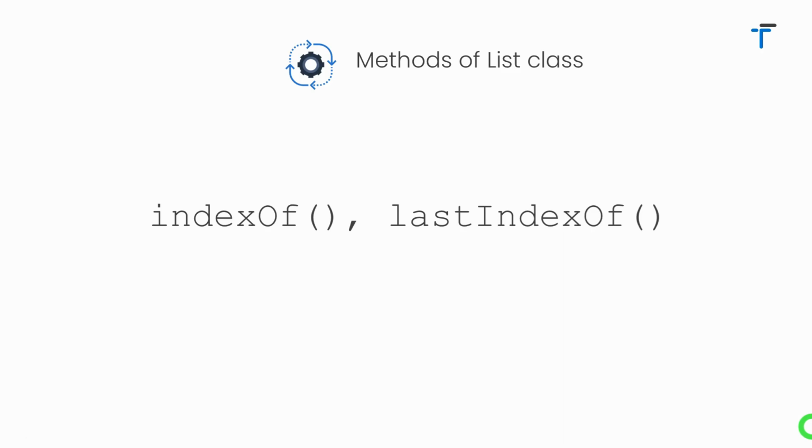List provides the methods called indexOf and lastIndexOf in order to get the first index of a specific element and to get the last index of a specific element.